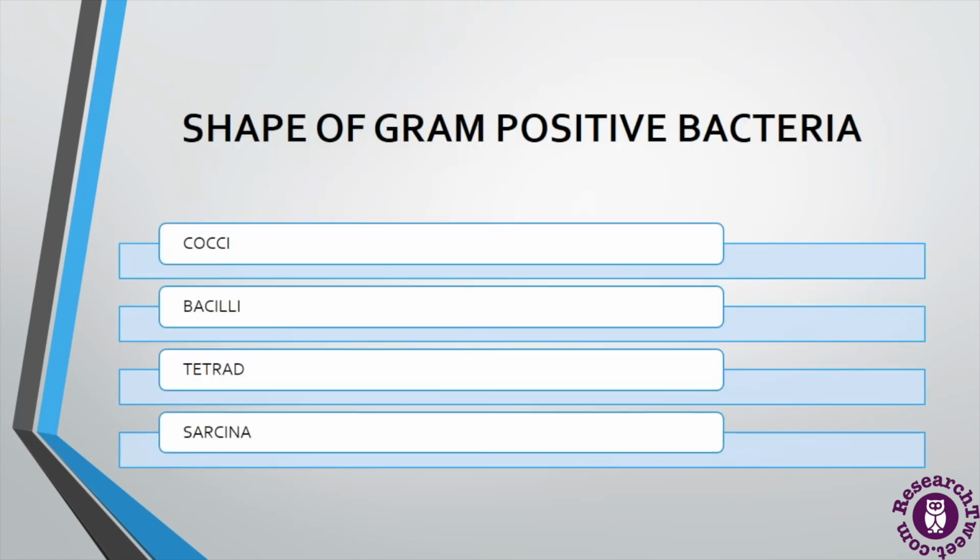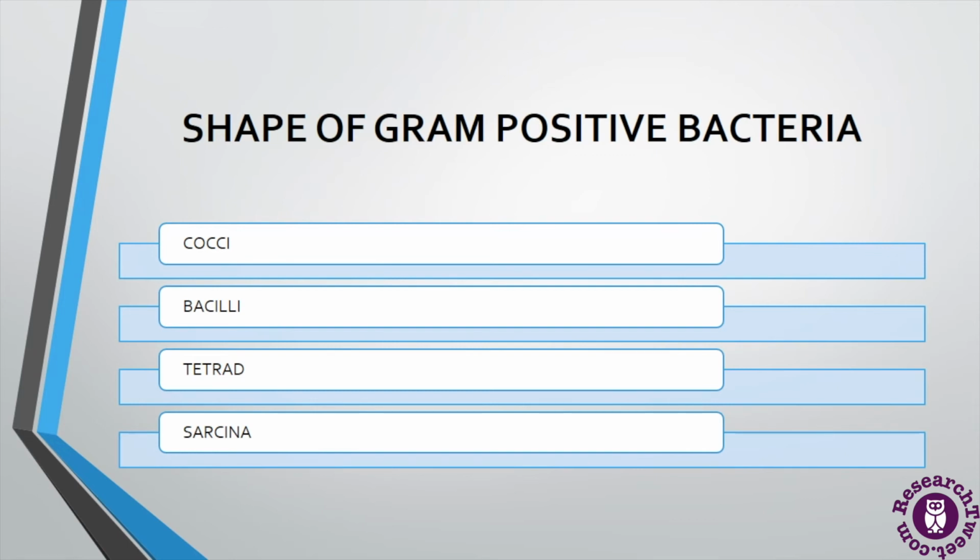So now let's discuss the shape of gram-positive bacteria. Bacteria can be found in different shapes, and according to their shapes they are divided into different types. The gram-positive bacteria can be found in two main forms, cocci or bacilli. The cocci are the spherical forms, which can be single or found in chains, and the other form is bacilli, which are rod-shaped bacteria.